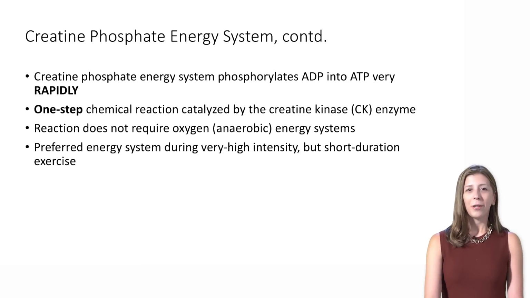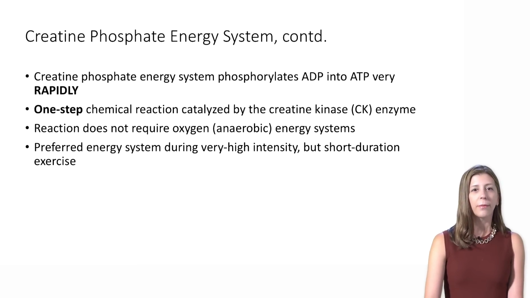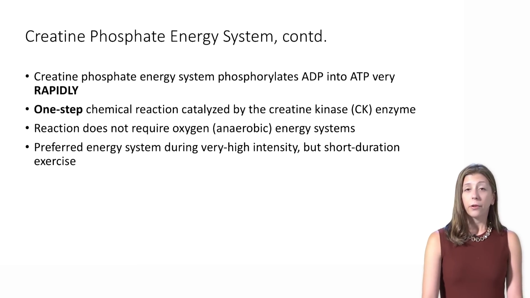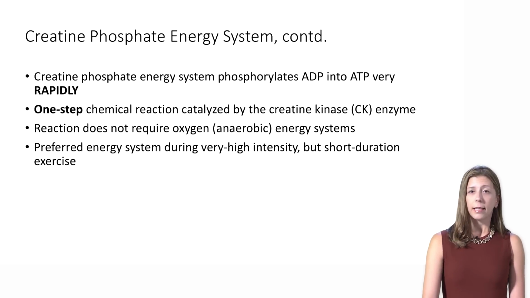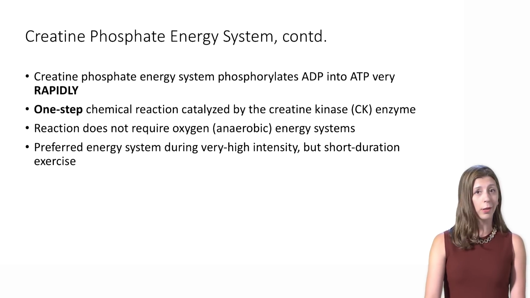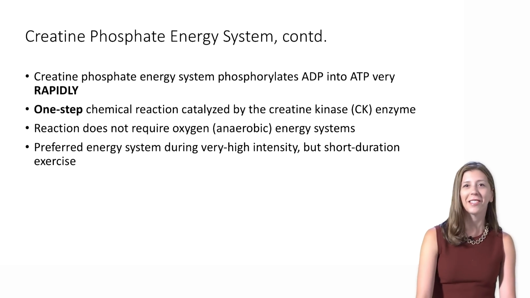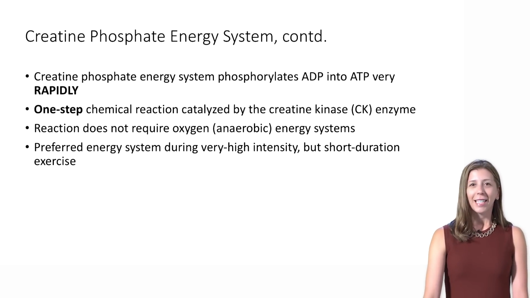What else do we need to know about this phosphate energy system? It phosphorylates ADP, adenosine diphosphate, into ATP very rapidly. That's an advantage of this system: it's quick, it's constantly going, it's very rapid. The chemical reaction in order to do this is just one step. So again, another advantage, it's not so complicated like some of the other ones we'll talk about in the next few slides here.